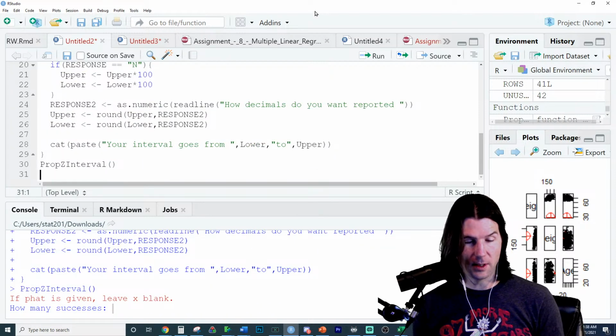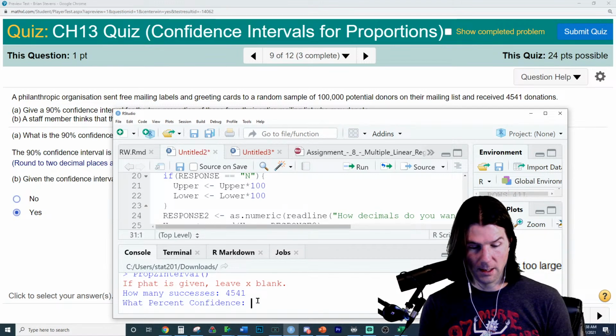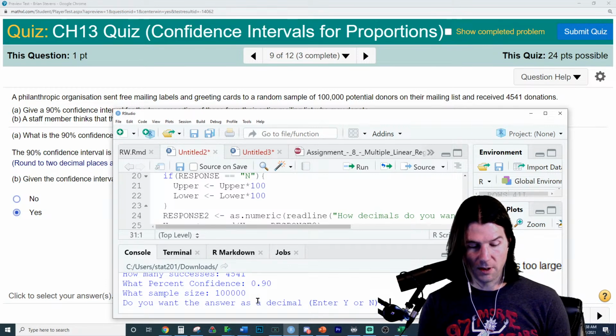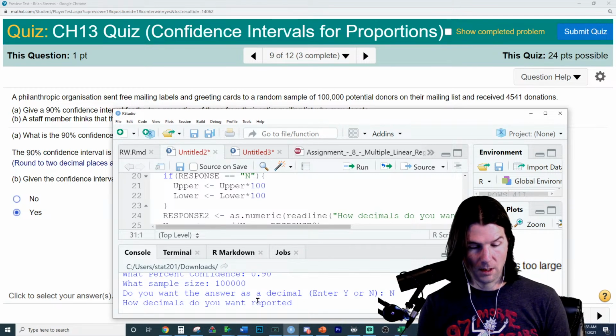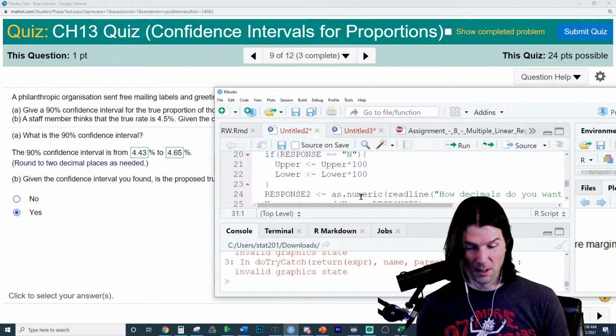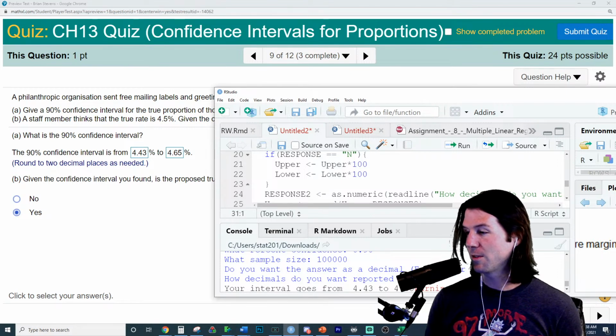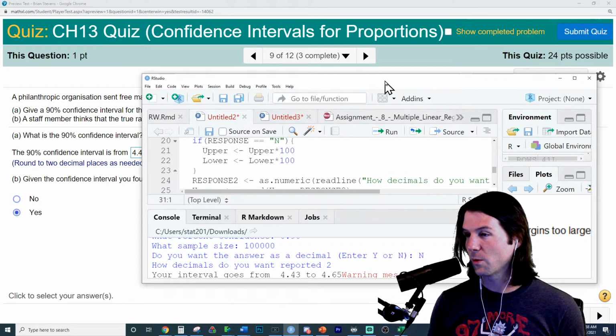I coded way too much. How many successes? We have here 4, 5, 4, 1. What percent confidence? 90% confidence. What sample size? Do you want your answer as a decimal? No. How many decimals do you want reported? I want 2 decimals reported. And let's scroll up. And there it is. We got the graphics error. That's all right. There's the answer on the screen.